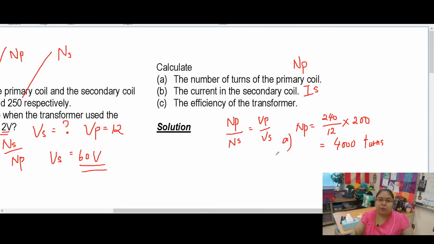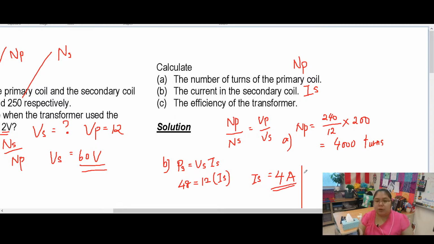Then we go to B, the secondary current. Secondary current we can find by using the power, because P secondary equals V secondary times I secondary. Power we know already from the diagram, it's 48. Secondary voltage is how many? 12 only. Then the current we don't know. So from here, you find the current is 4 ampere. So now we go to the last part.